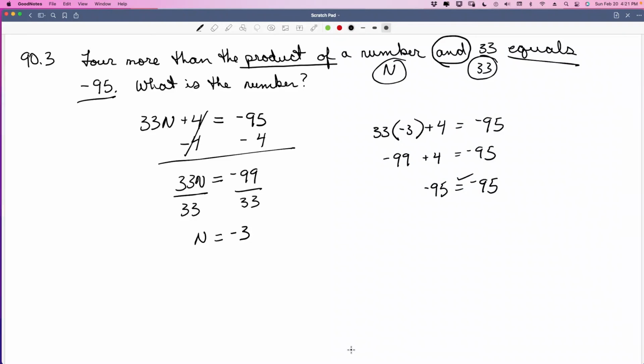So that's correct. So always check your work and make sure you can balance it. And if you can balance it, if both sides are equal to each other, then you know you did your problem correctly. And that's all we have for lesson 90.